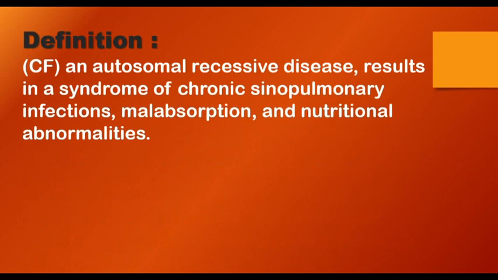So how can we define cystic fibrosis? It is an autosomal recessive disease that results in a syndrome of chronic sinopulmonary infections, malabsorption, and nutritional abnormalities. So there are 3 elements in the definition of cystic fibrosis: chronic sinopulmonary infections, malabsorption, and nutritional abnormalities. And as mentioned, it is an autosomal recessive disease, so it is a hereditary disorder.